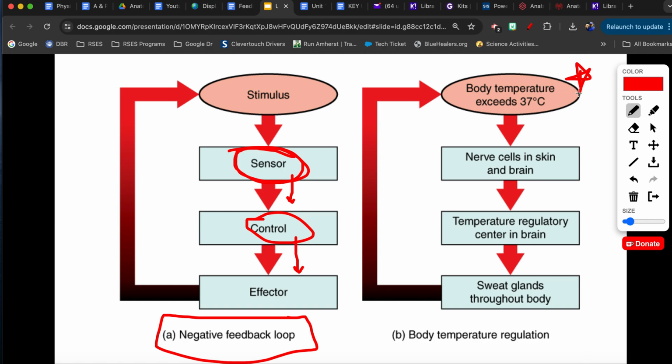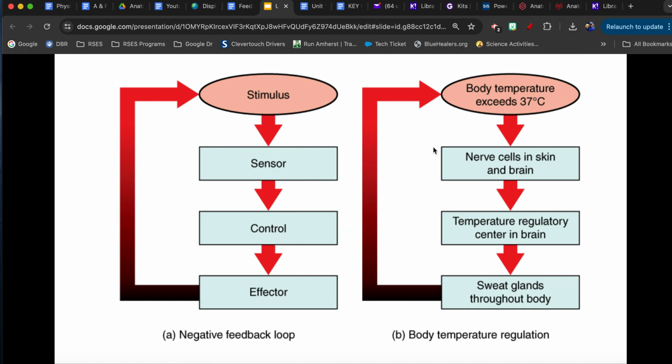All right, let's look at the body temperature as a specific example of that. Body temperature exceeds 37 degrees Celsius, which is over 99 degrees Fahrenheit. So it's too hot. So your nerve cells in your skin and brain are your sensors that notice, we have a problem, it's too hot in here. They send that signal to the regulatory center in the brain, which is the control center, your brain, your nerves. And then that sends a signal out to your effectors. In this case, it's your sweat glands throughout the body, and tells them you need to sweat to bring that temperature down and get us back to the set point. That's negative feedback. The stimulus causes us to get back to the set point.